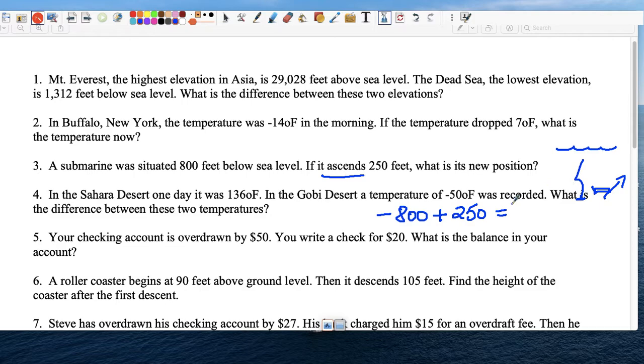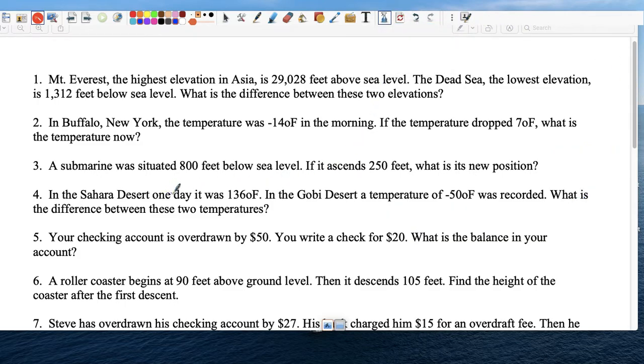Think of a number line. To ascend means to go up, and on the horizontal number line, we're going to the right. He's going closer to the surface of the water, which is 0, so he's definitely moving towards the right of the number line. If you combine those two, you get negative 550. He's still under the water. The sub was here, and now maybe the sub is somewhere over there.